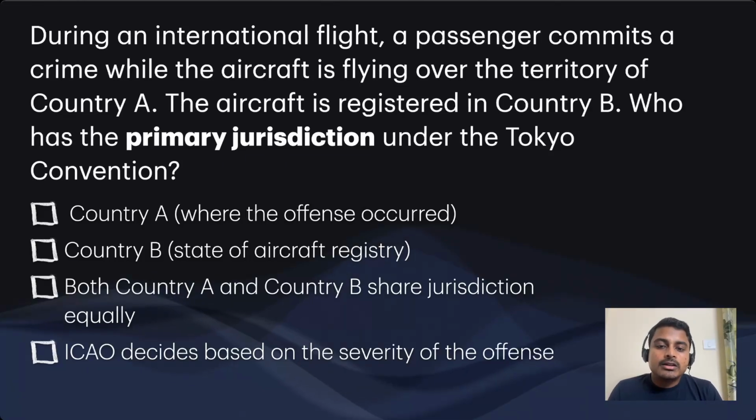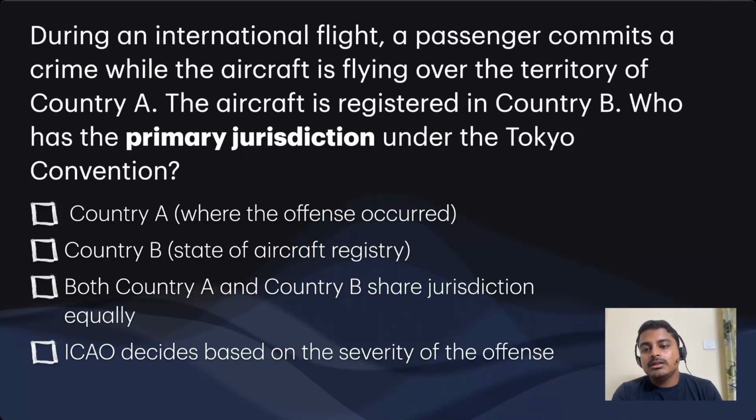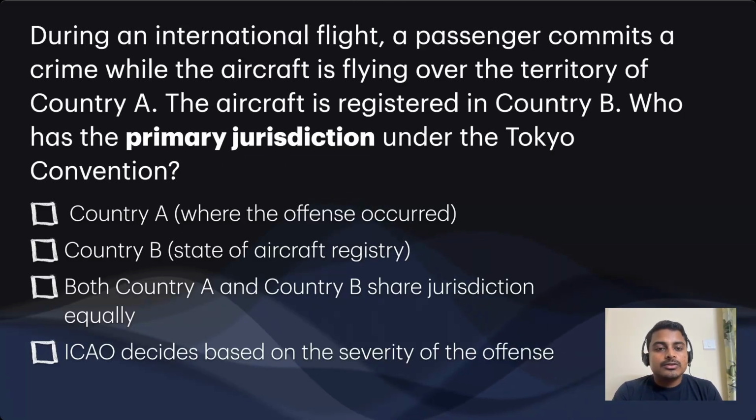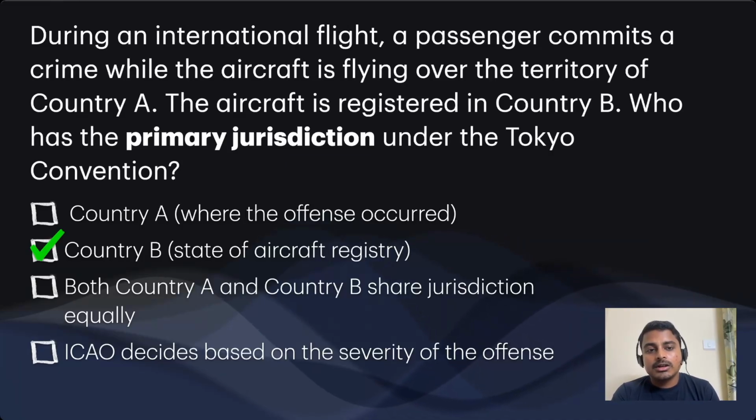Now you might get confused here, because in most of the questions we saw that the first country mentioned in the question is generally the country of registration, right? But here they have kind of reversed it to mention that the aircraft is flying over country A, but the registered country is B. The country of registration is B, right? So you need to look for those kind of things and choose the correct answer.